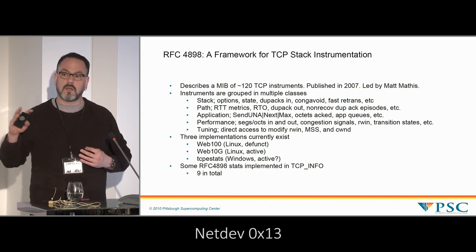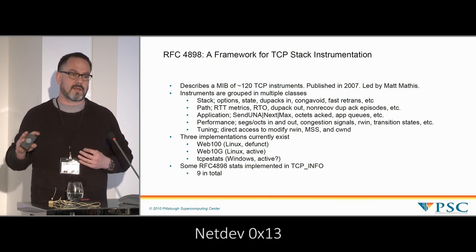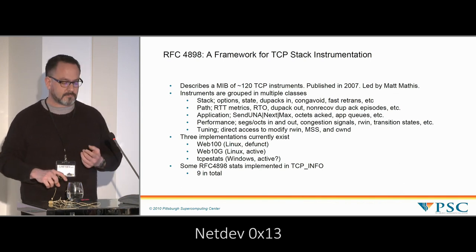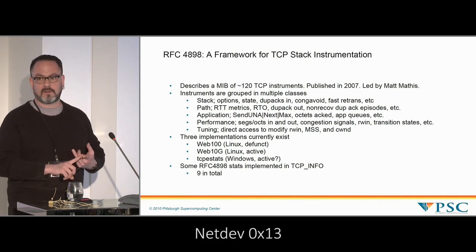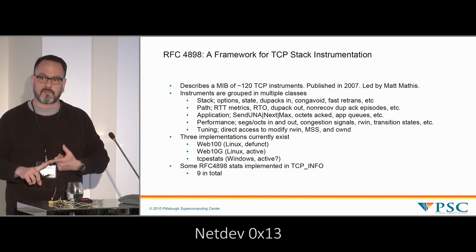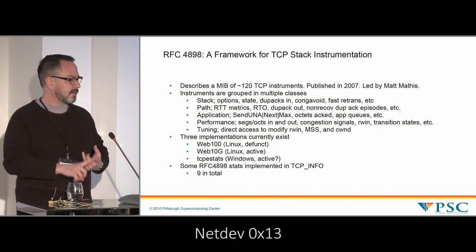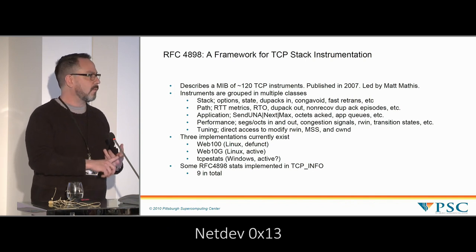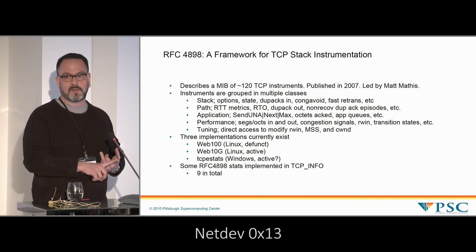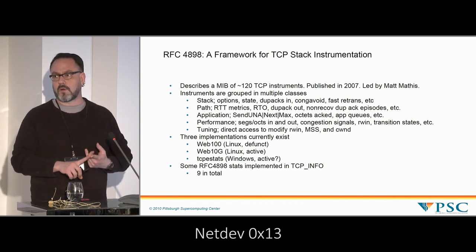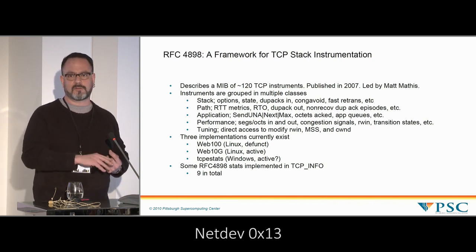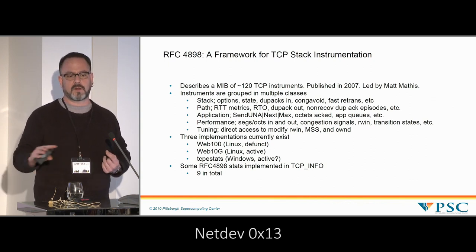And then, unlike TCP info, we actually have three instruments that we have write access to. These write access instruments allow us to actually tune the performance characteristics of the stack. Specifically, the receive window is one of the things that allows you to do receive window auto-tuning, and that came out of a previous incarnation of RFC 4898 work called Web100.